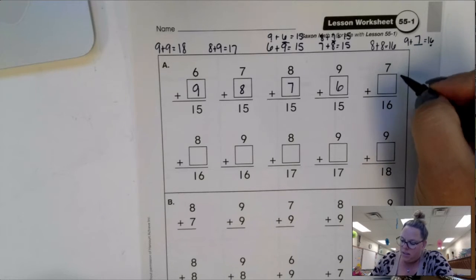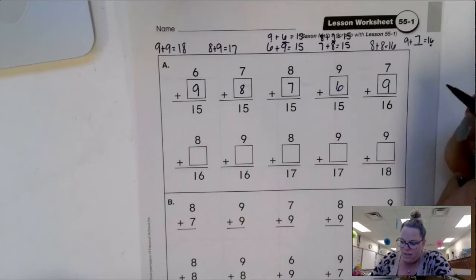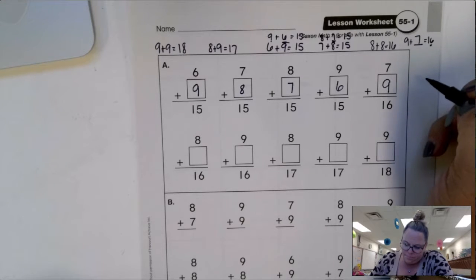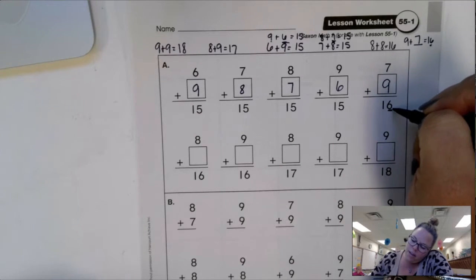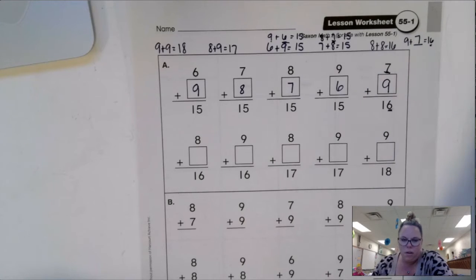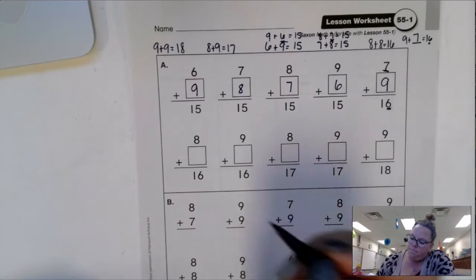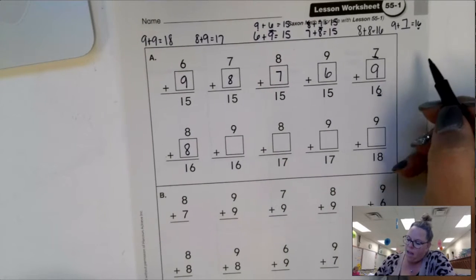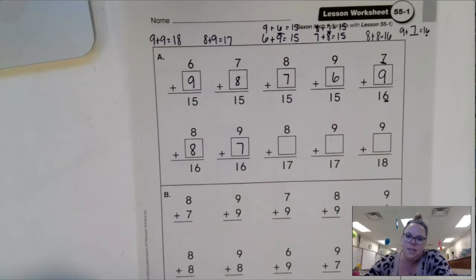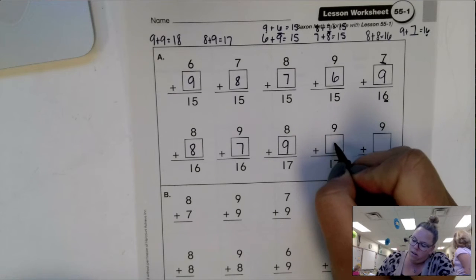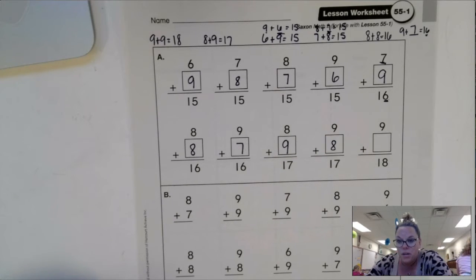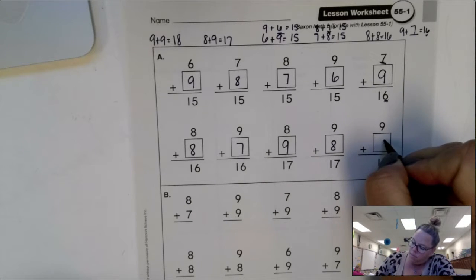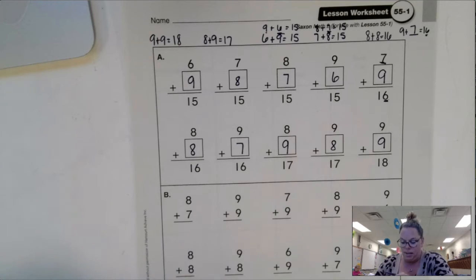Sum of 16. 7 plus what is 16? Ooh, that's 9. I knew that because I saw 6 here, and one more than that was 7. So that told me that needs to be one of our adding 9 facts. 8 plus 8 is 16. And 9 plus 7 is 16. Sum of 17, 8 plus 9, and 9 plus 8, right? Those are our facts there. And then 9 plus what is 18? 9 plus 9 is 18.